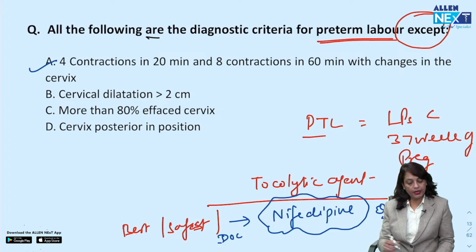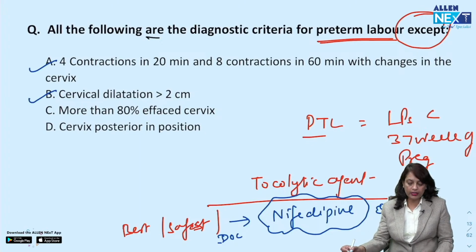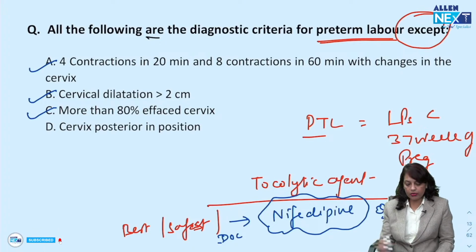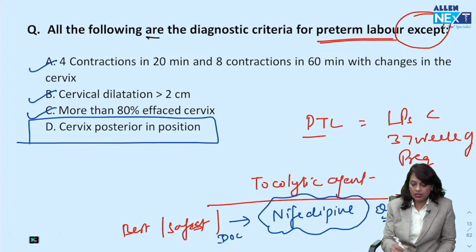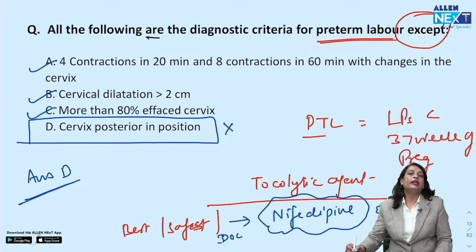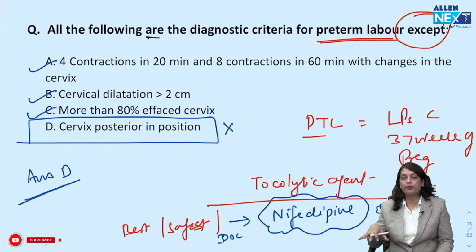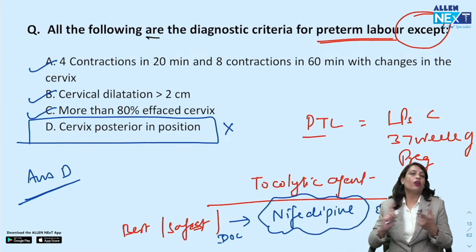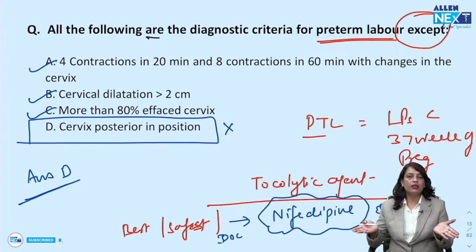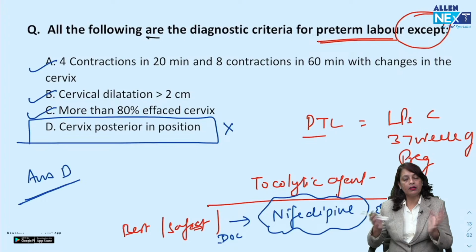Cervical dilatation more than 2 cm, that is also included in the criteria. Effacement more than 80%, that is also included. Cervix is posterior, this is no criteria. So wrong answer is D. Cervix, whether anterior or posterior, hardly going to make any difference. That is what is called the position of the cervix. So contractions are occurring, cervical dilatation is occurring, there is effacement occurring. So we say it is preterm labor pains.